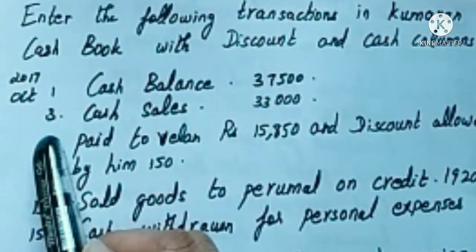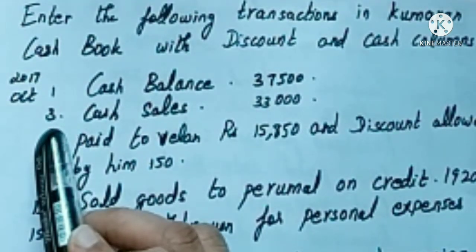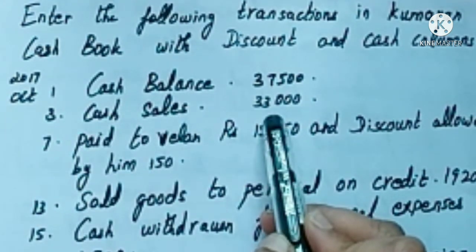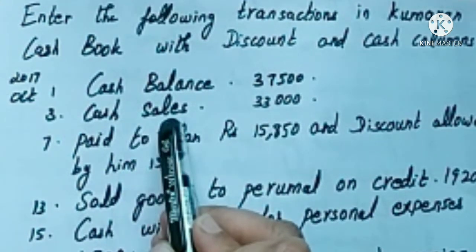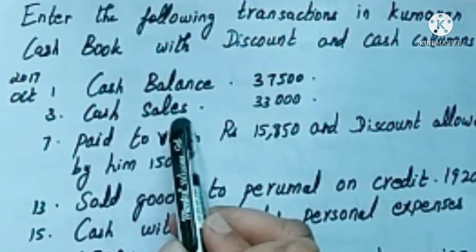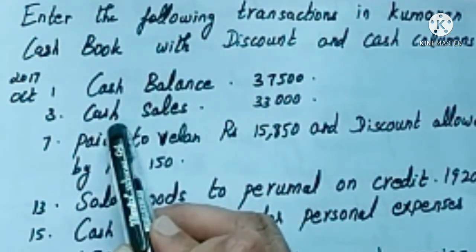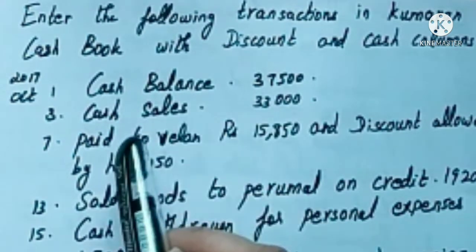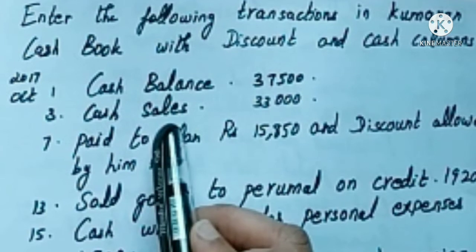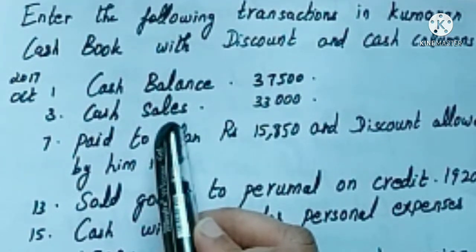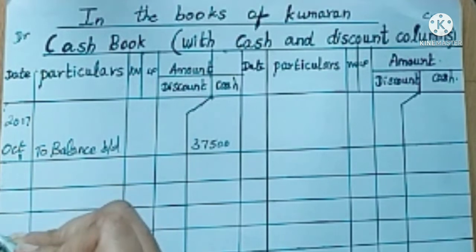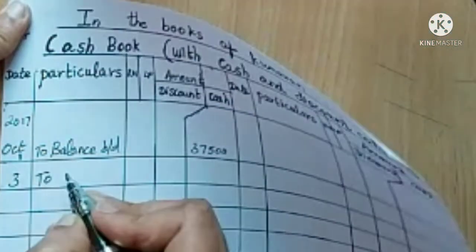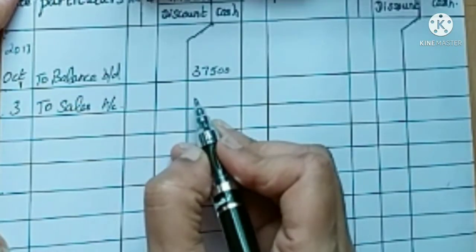The next transaction is on 3rd October 2017. Cash sales. Amount is rupees 33,000. What is the entry for cash sales? Cash account debit to sales account, isn't it? So cash is debited. So we have to write it on the debit side, to sales account 33,000. This cash book can be easily prepared only if you are very familiar with the journal entries. So on 3rd October 2017, to sales. Amount is rupees 33,000.